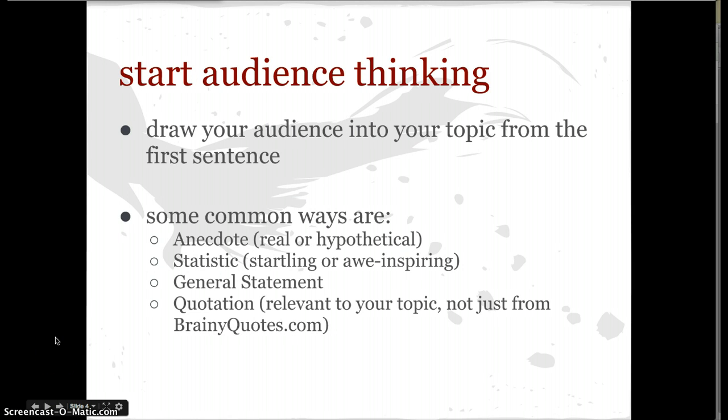To get your audience thinking, you want to draw them in from the first sentence. Some common ways are an anecdote, sometimes a real or hypothetical anecdote. For example, if you're doing a paper on sports and you want to use a real Mark McGwire story, you could start out with a Mark McGwire story to grasp their attention. Or you could do a hypothetical anecdote by starting with the word imagine, which we'll see in just one second.